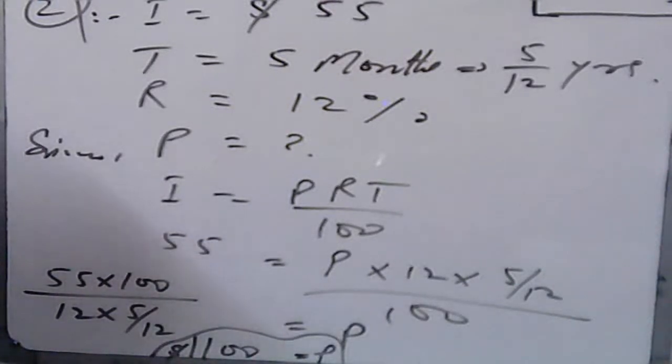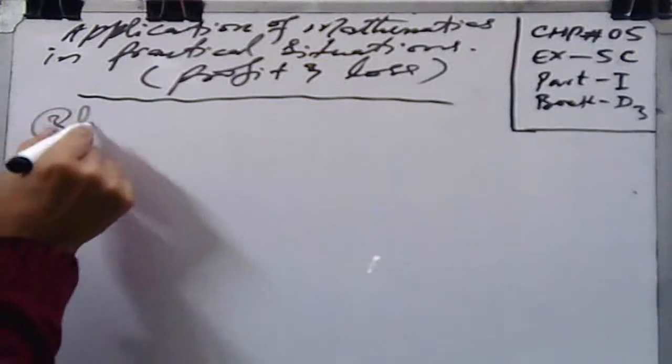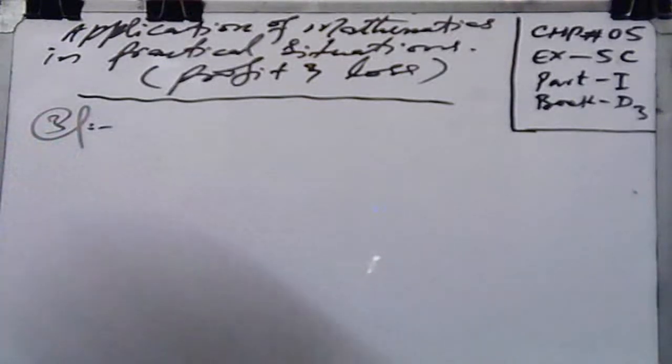Now coming to question number 3. In question number 3, a bank charges 2.25% per month simple interest on a personal loan. If John borrows $6,400 for a period of 2 years 1 month, find the total interest he has to pay.